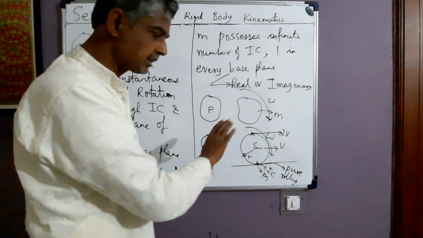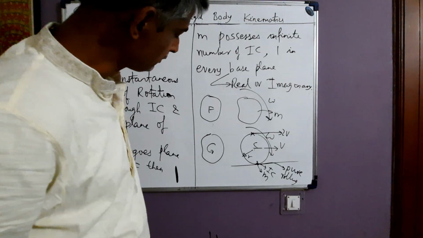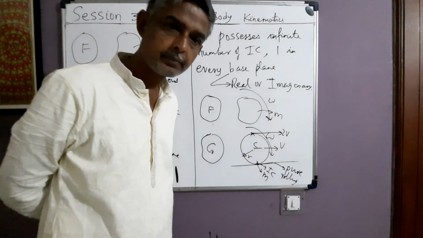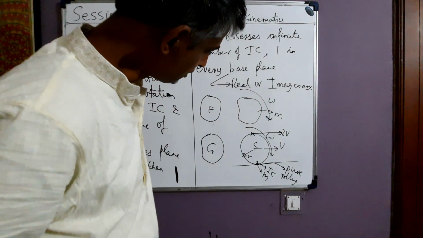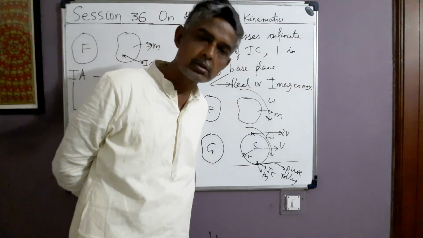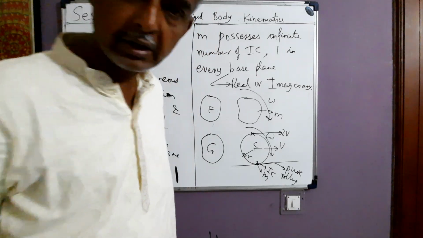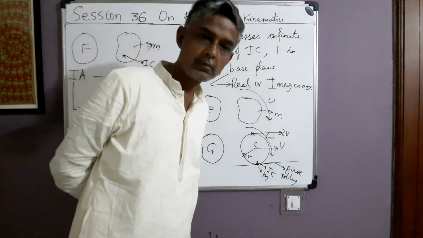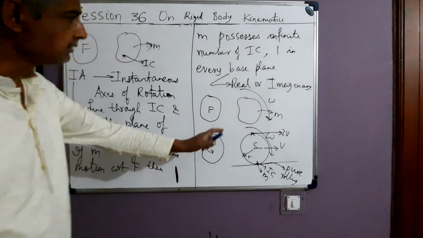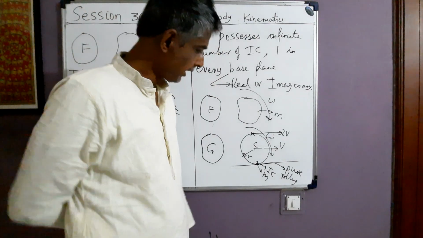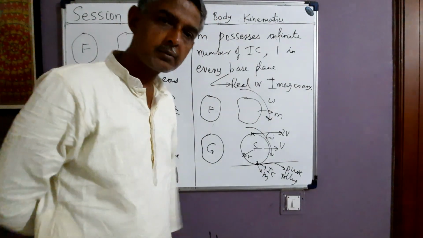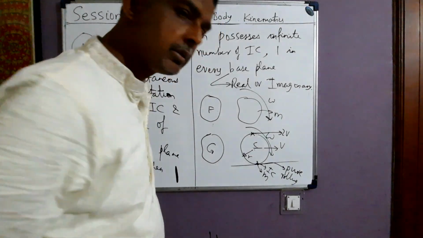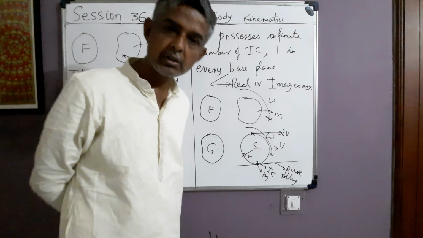This point has to be kept in mind: if M undergoes plane motion with respect to F, then there are an infinite number of ICs of M, one in every base plane. A line through the instantaneous center of rotation and normal to the plane of rotation is called the instantaneous axis of rotation, or in short, IA. So this point should be kept in mind: what the instantaneous axis is, and how many ICs there are. Infinitely many ICs, one in every base plane. ICs may be real or imaginary depending on whether the base plane is real or imaginary.